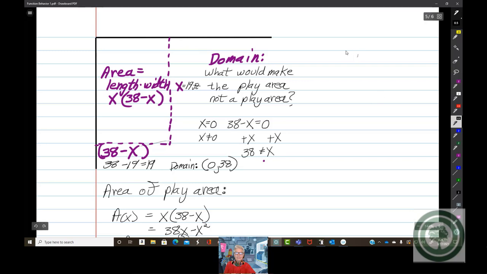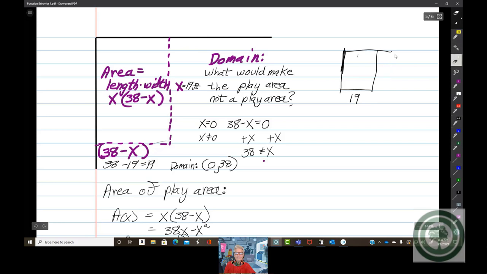So the actual dimensions of the play space are going to be 19 by 19. Didn't really draw it very well, did I? But anyway, you get the idea. It's going to be a square, and it's going to be 19 by 19.